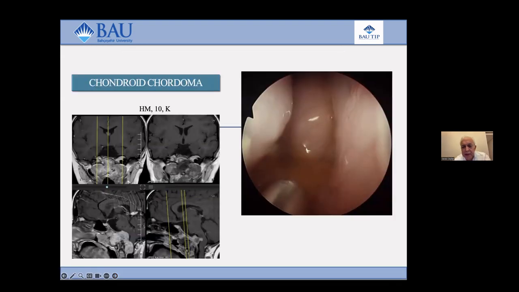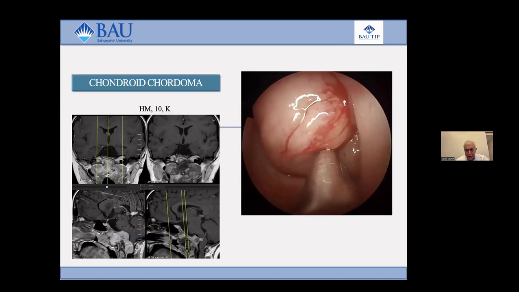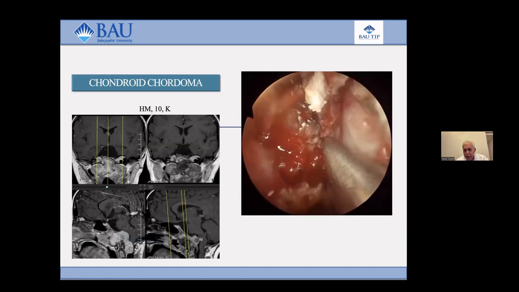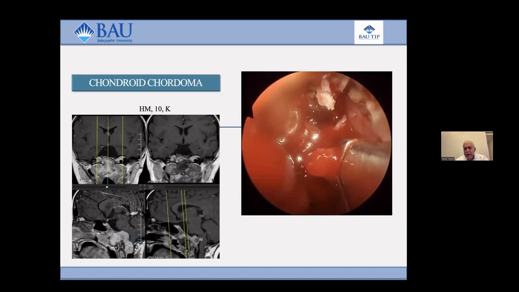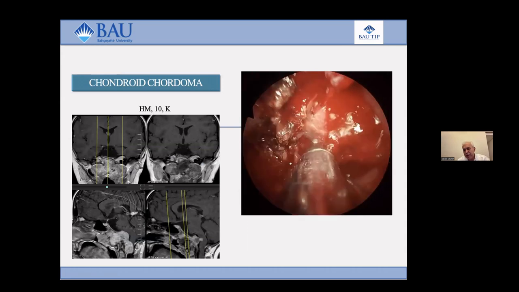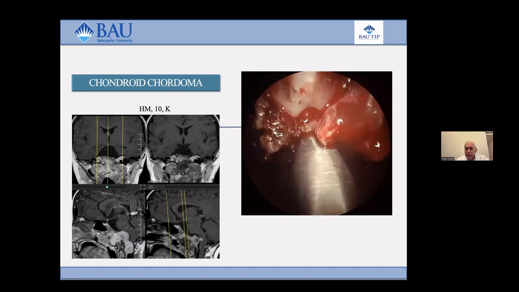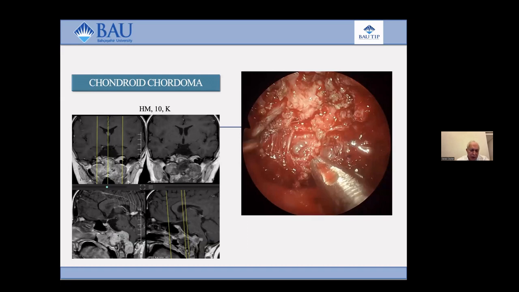Our first case is a 10-year-old girl. The tumor extended to and involved the choana. Firstly, we performed internal decompression. After internal decompression, the tumor capsule was dissected from surrounding structures, and then we reached the lower clivus. You see the lower clivus. The tumor had destroyed the lower clivus, but we removed the lower clivus to access the superiorly extending tumor, and then we reached the lower clival tumor.